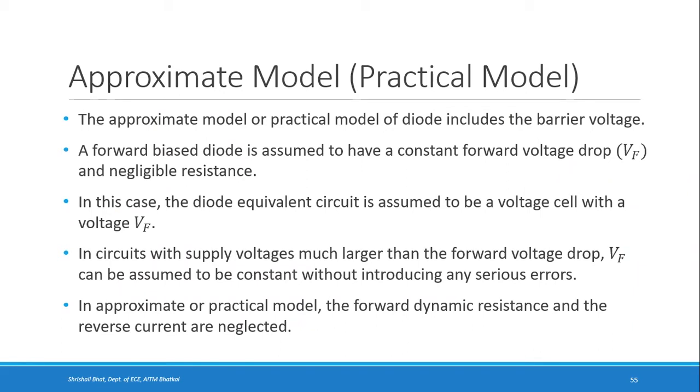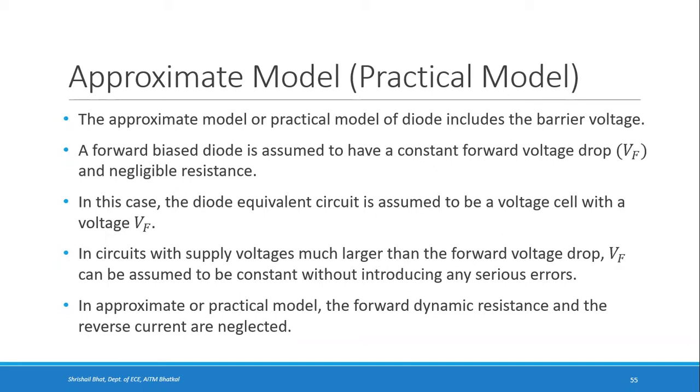So when there is a forward voltage drop, there is some potential across the diode. That potential can be indicated using a battery, a DC voltage source of Vf, because Vf is the voltage drop across the diode. Normally, when the supply voltage is very large, Vf can be considered constant, even though it varies with increasing values of voltage. Still, you can consider it constant if the supply voltage is very large.